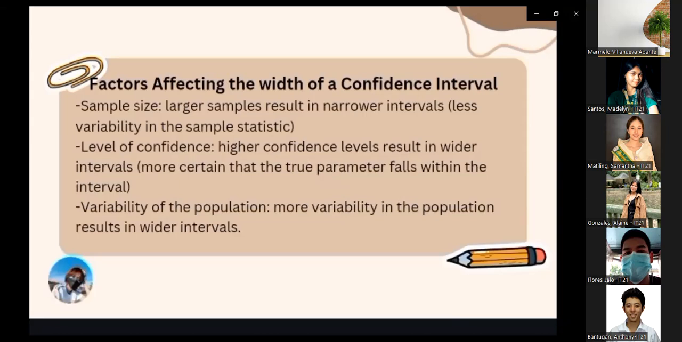In conclusion, understanding the interpretation of confidence intervals and the factors affecting their width is crucial in statistical analysis. A confidence interval is not a probability that the true parameter falls within the interval, but rather reflects the degree of confidence in the procedure used to construct the interval. The width of the confidence interval is affected by sample size, level of confidence, and variability of the population.